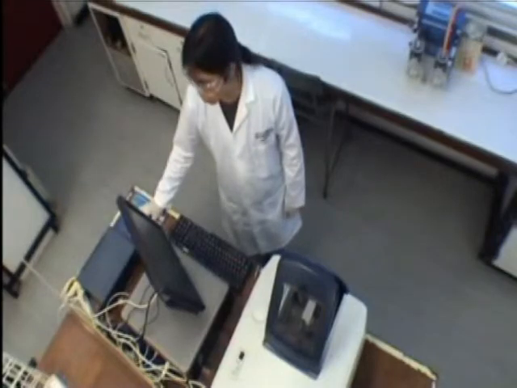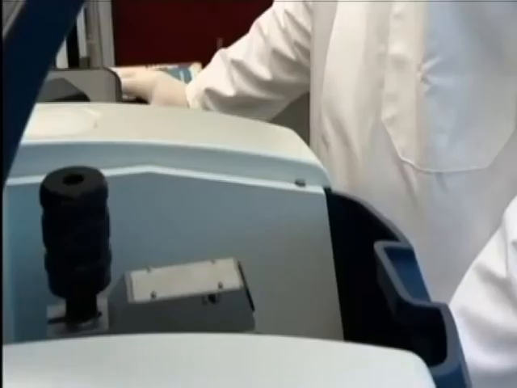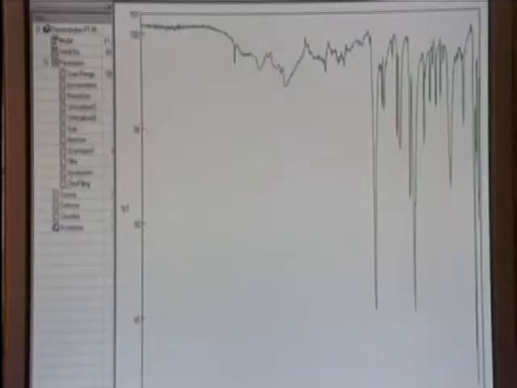The essential point is that pulses of infrared radiation consisting of a range of frequencies simultaneously are passed through the sample and arrive at the detector. Some frequencies are absorbed more than others, depending on what bonds are present in the sample.